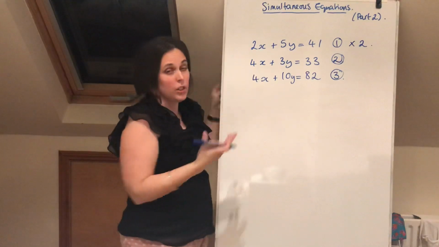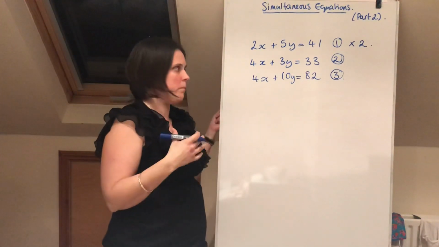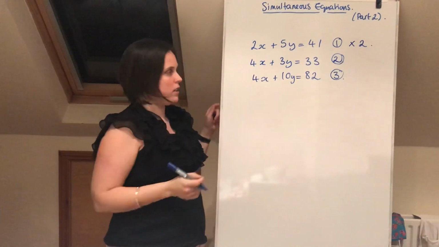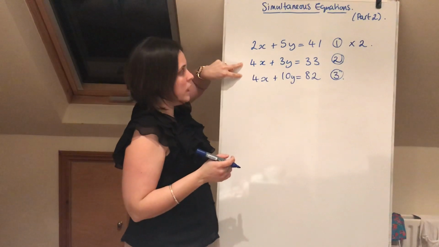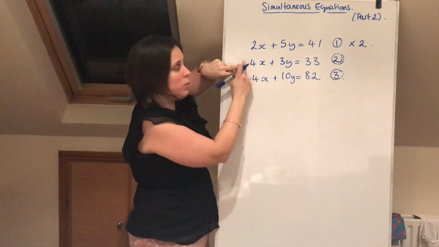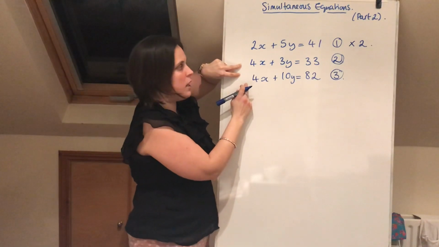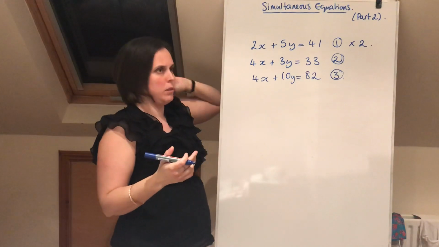And in actual fact, you can do that with any equation. You can multiply it by any number that you like, but it's a useful thing to do here. So now we're looking at equations 2 and 3. Now we've got a 4x in both, so if we subtract our equations, then we will eliminate the 4x's. But we've got to do it in the right way so that we don't end up with any horrible minus signs that we don't need.